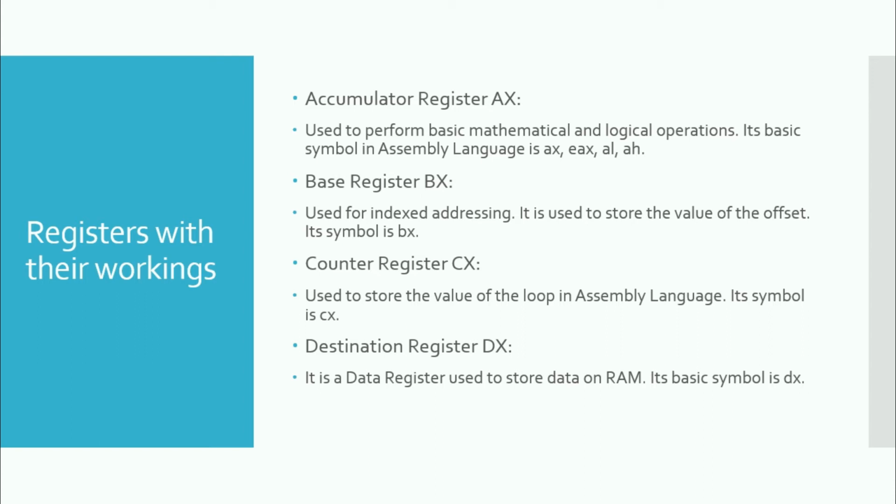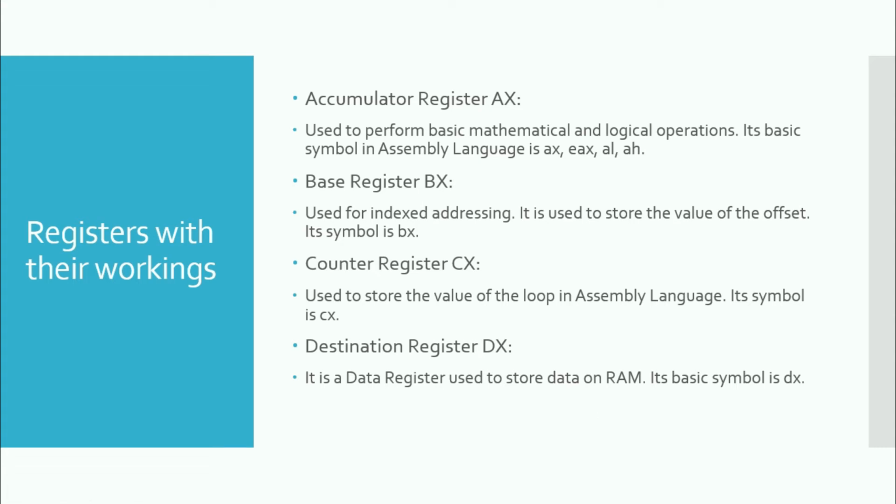After that, the base register BX is used for indexed addressing. It is used to store the value of the offset. What is an offset? I will show you while doing coding. Its symbol is BX, and you can also say EBX, depending on the size of the variables we initialize in assembly language. And then the counter register is used to store the value of the loop in assembly language.